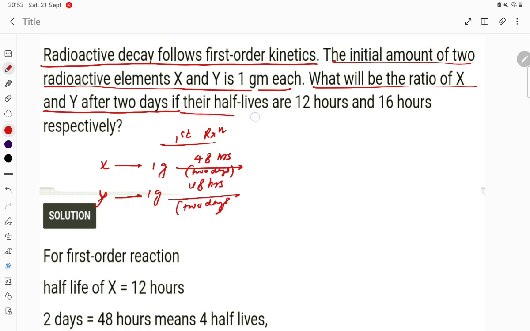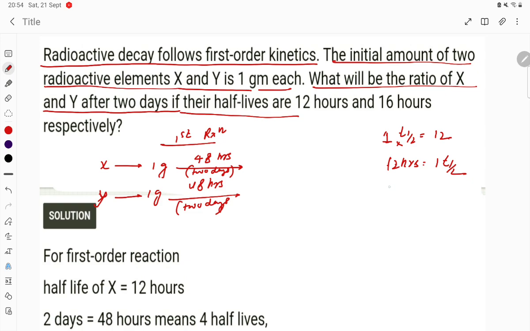Now if you see, the half life is how much? 12 hours. They have given T1/2 is equal to 12 hours. So let us have a look at how many half lives it is going to be. 1 T1/2 is equal to 12 hours. Got it, student?